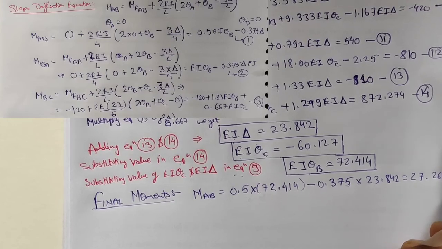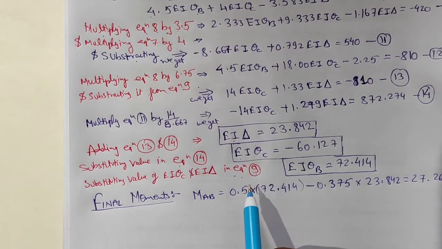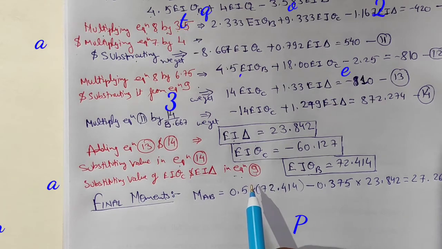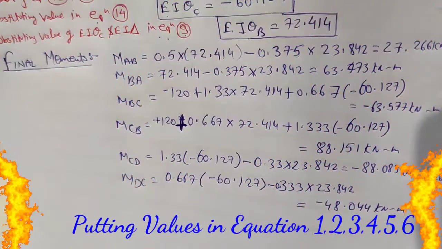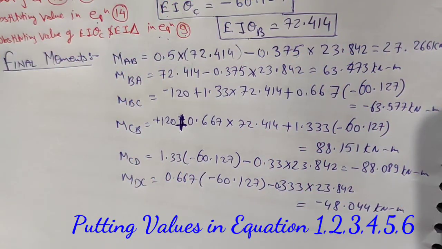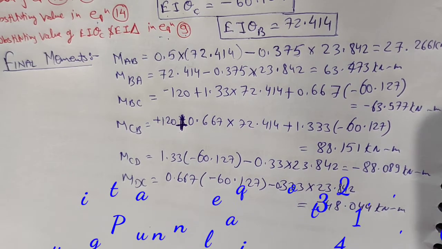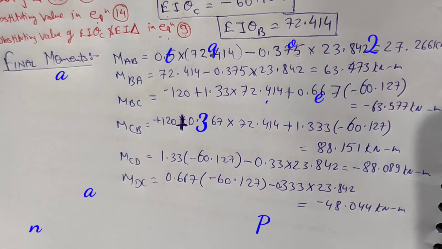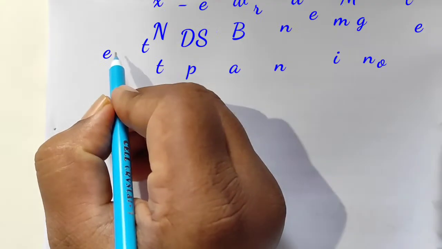I'll get the value equal to 27.266 kilonewton meter. Similarly, I will put the value of del, theta C and theta B in equation 1, 2, 3, 4, 5 and 6. After evaluating in this way, I will get all the values of MAB, MBA, MBC, MCB, MCD and MDC. You can directly put the values in the equation and get the values.